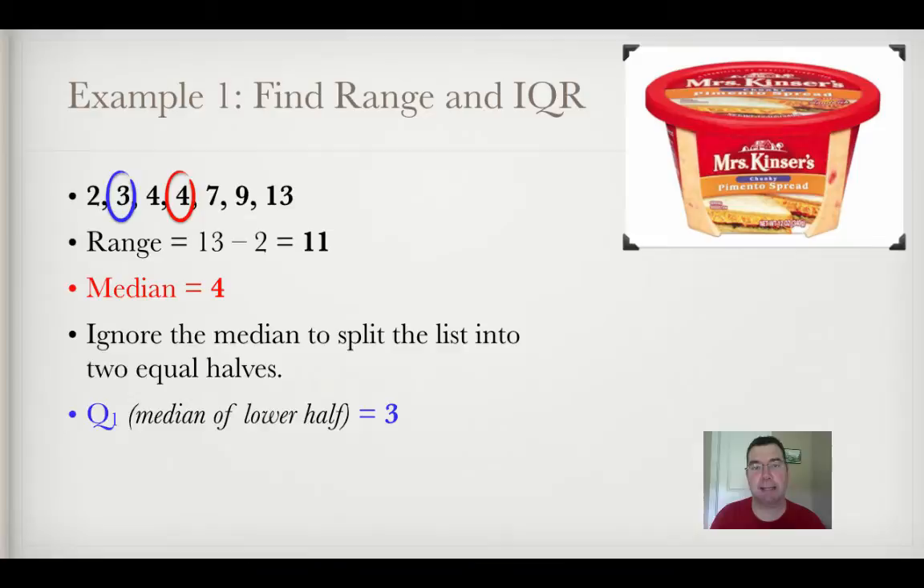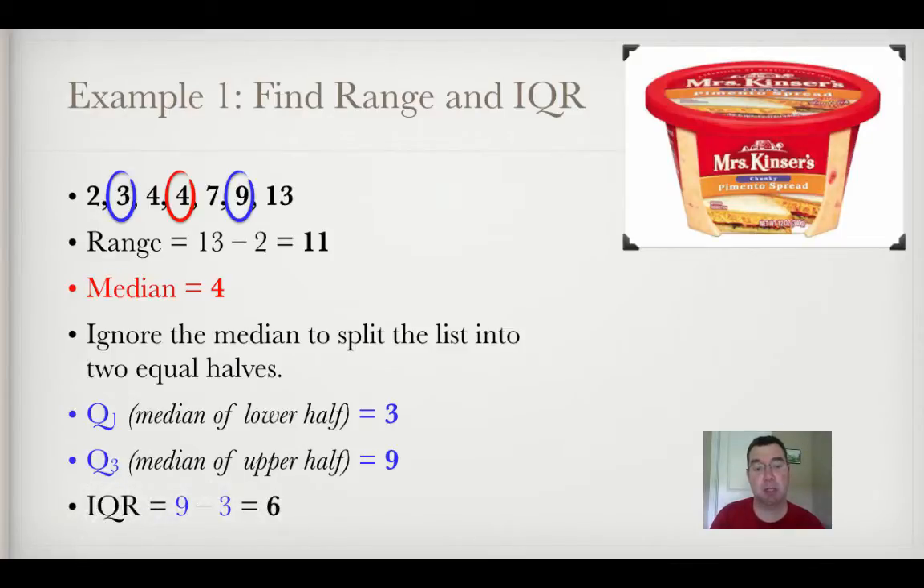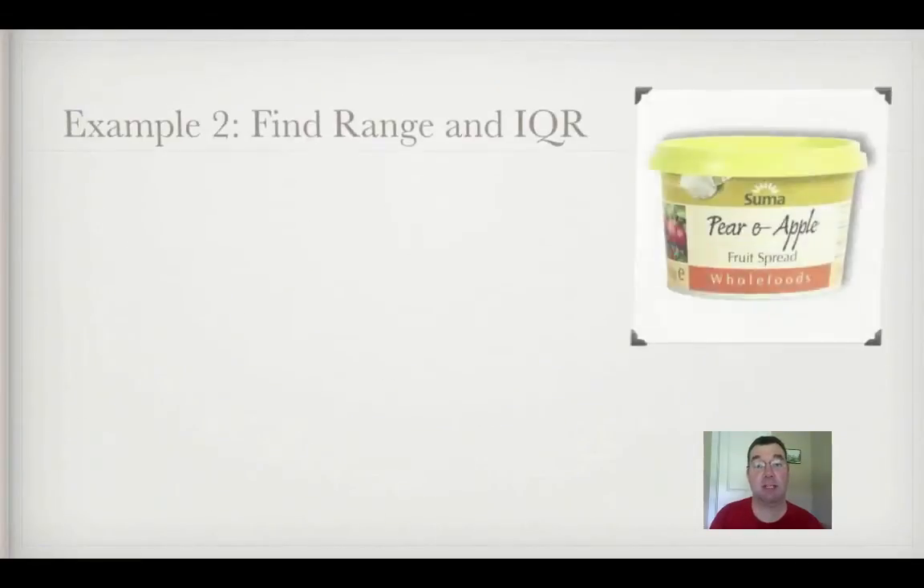So I'm going to calculate the median of each half. The median of the lower half is going to be that 3, and the median of the upper half is going to be the 9. The interquartile range is just the difference between those two numbers, which is 6. Okay, so there's a simple example of range and IQR.